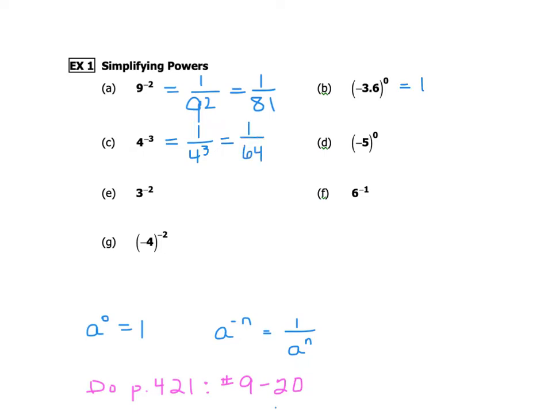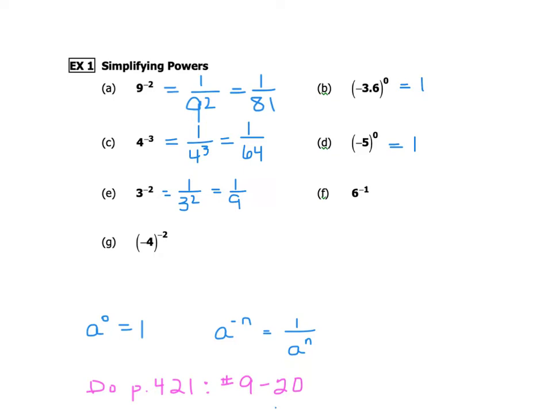Go to example D. Any number raised to the 0 power is 1. So again, this is 1. If we go to example E, we've got a negative exponent. Move it below the fraction bar. So this is 1 over 3 to the positive 2 power. 3 squared is 9, so this is 1 over 9.